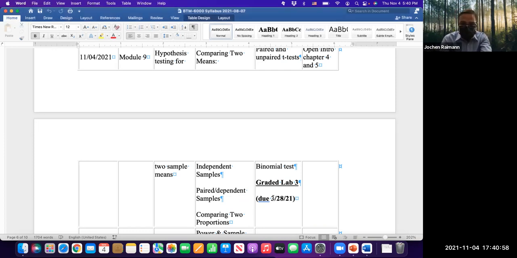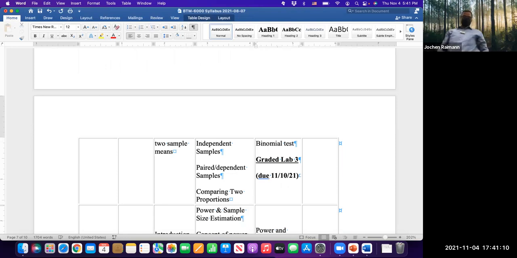Graded Lab is obviously not due in March. It's due on 11/8, 9, 10, 11/10. And yeah, so this will contain essentially the creation of a Table 1.